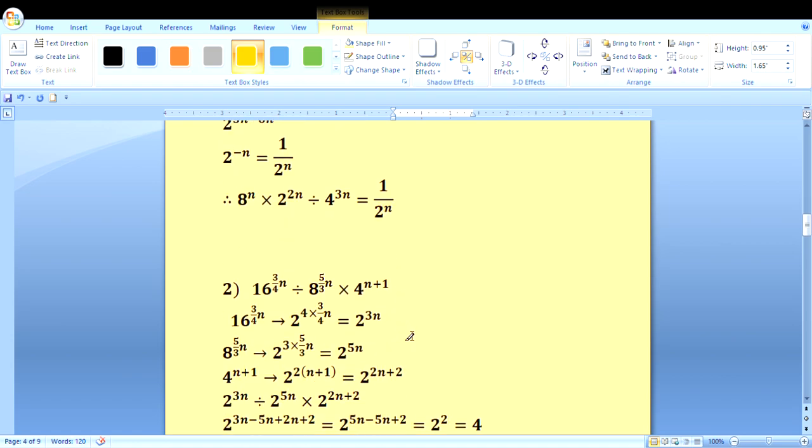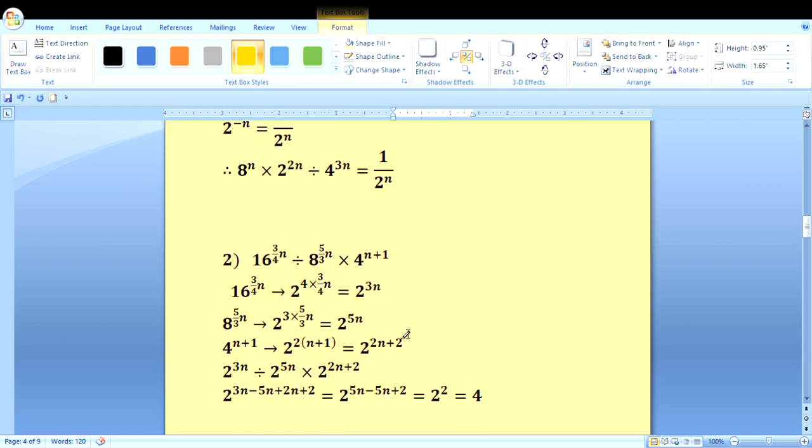Now let's look at the second question, number 2. 16 raised to the power 3n divided by 8 raised to the power 5 over 3n times 4 raised to the power n plus 1. So we will also express all these terms using a common base of 2. For instance, 16 raised to the power 3 over 4n can be written with 16 as 2 raised to the power 4. We now have to multiply it by the power. So here 4 divided by 4, and the whole expression becomes 2 raised to the power 3n.